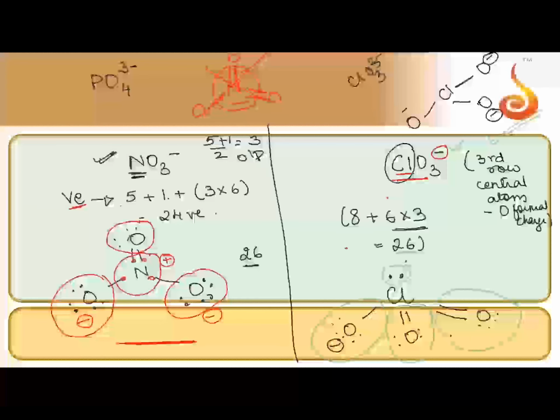Children, this is a bracket, okay? This is not 1, so it is 8. From where did I get 8? 7 from chlorine, and 1 electron, so this is 7 plus 1, and this is 6 into 3. Did you get it? This was a bracket, not an 18.